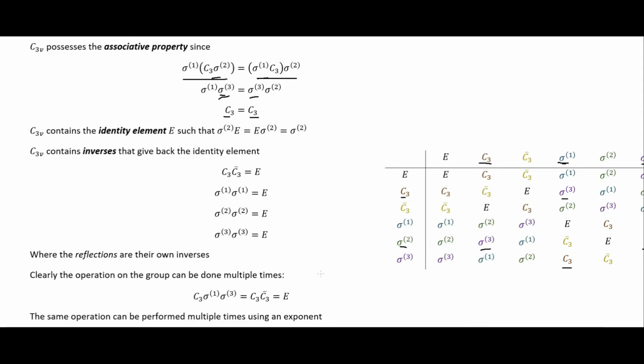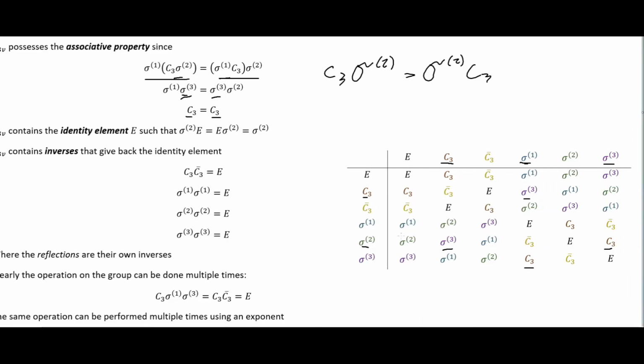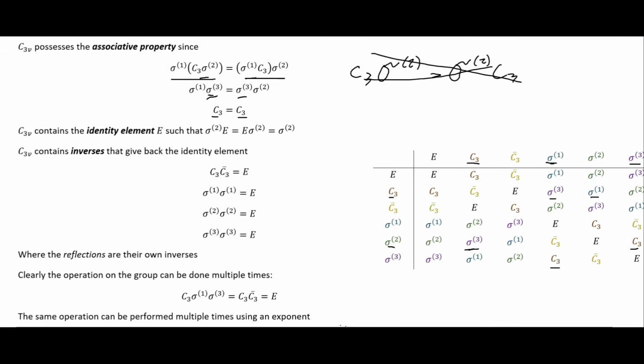Don't mistake this for being commutative, though. It is not the case that if you did a C3, then a sigma 2, that would be the same thing as doing a sigma 2 and then a C3. We can look at that here. C3 and then sigma 2 gives us sigma 3. Sigma 2 and then C3 gives us sigma 1. And so these are not interchangeable that way. So it's associative, but it is not commutative. And so this is a non-abelian group.